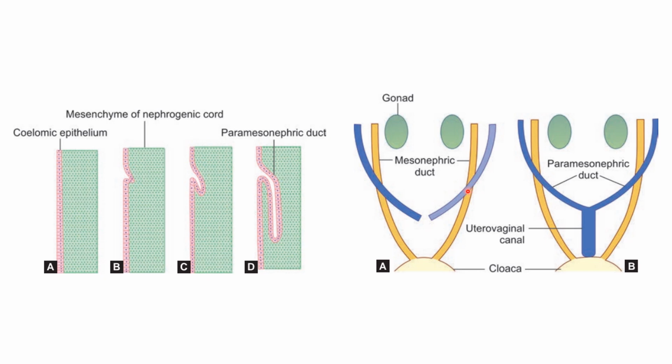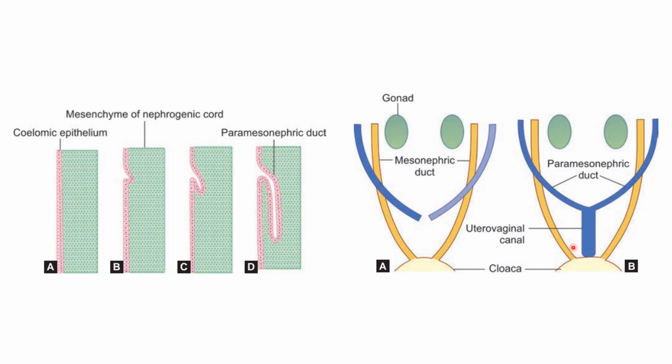Then after crossing, the two ducts will be joining with each other. You can see the point of fusion between the two ducts, and they form a structure that is known as the uterovaginal canal. The caudal end of this canal will be opening into the dorsal wall of the definitive urogenital sinus.